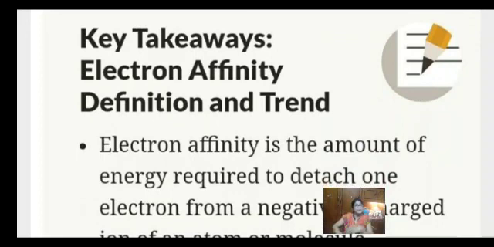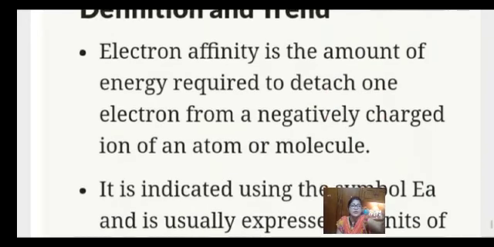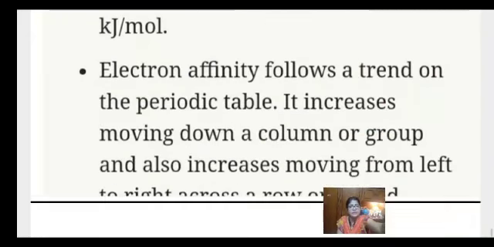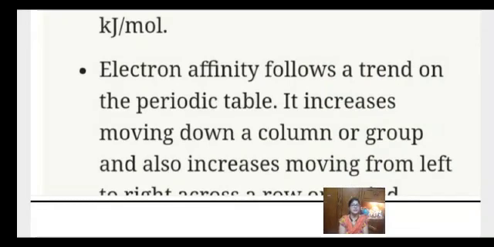Now, what are the key takeaway notes from this electron affinity, whatsoever we have discussed? Electron affinity is the amount of energy required to detach one electron from a negatively charged ion or an isolated gaseous atom. Number 2, it is indicated using the symbol EA and is expressed in terms of kilojoule per mole, that is the unit of electron affinity. And finally, electron affinity follows a trend on the periodic table, that is, it increases from left to right and increases from bottom to top. And the reason we explained in detail.